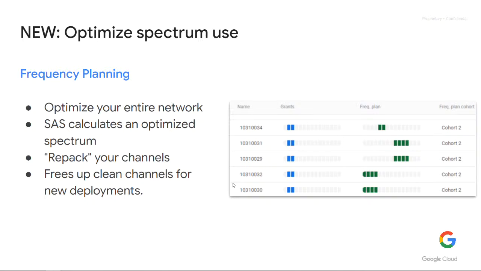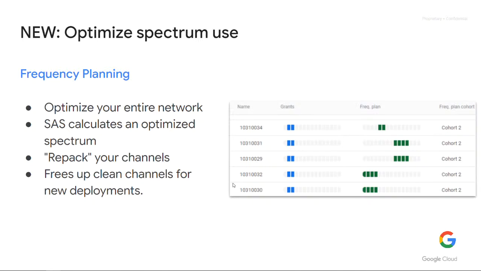So frequency planning optimizes your entire network. It calculates the optimized spectrum for all of the devices that you have deployed, and it repacks the channels based on these cohorts. Within this cohort, what are the optimum channels that we can change that won't impact any other devices outside that cohort?